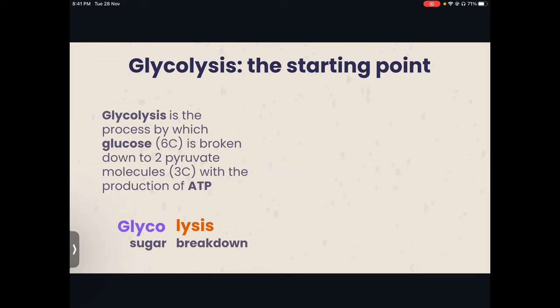It's a process by which glucose, which is a six carbon molecule, six carbon atoms in one molecule of glucose, is broken down to two pyruvate, which are three carbon. So you basically broke glucose in half, but there are a lot of intermediates between them, so it's not that simple. You start with a six carbon glucose, you end up with two molecules of pyruvate, which are three carbons. And in the process, you produce ATP, which is the purpose of glycolysis. You go through this entire pathway just to make some ATP.